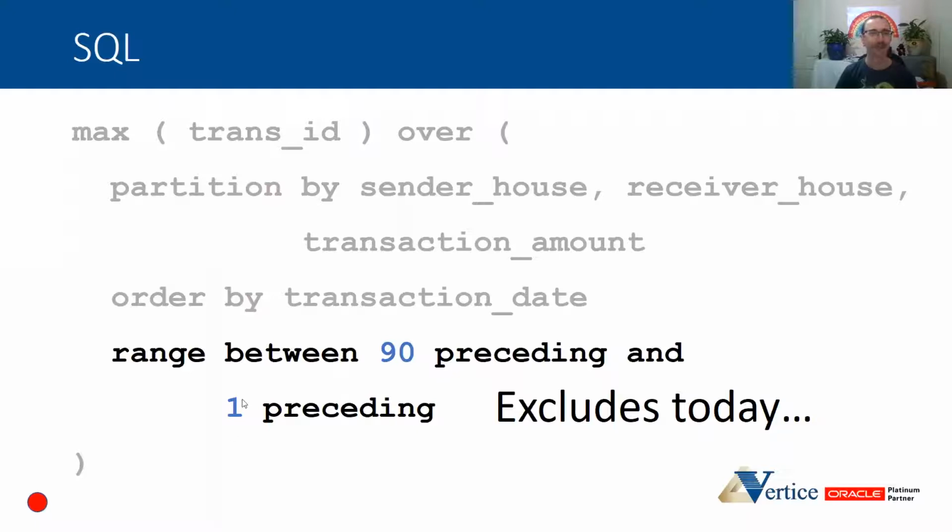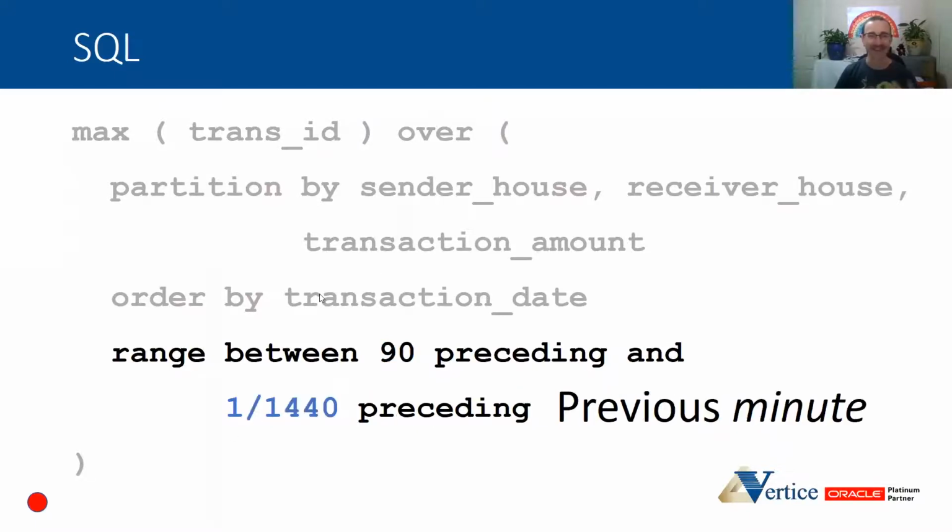So rather than 1 day, we can divide that through by the number of minutes in a day. With 1,440 minutes a day, divide through by that, so that we pick up any transactions from the previous minute or up to 90 days previous to that. So we've got our rolling window there and look for transactions of the same value. That will show us if there has been at least one other transaction of the same value.